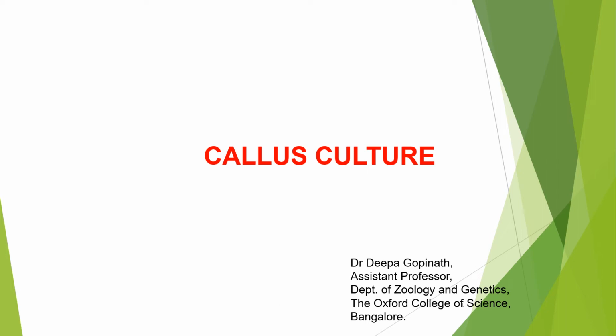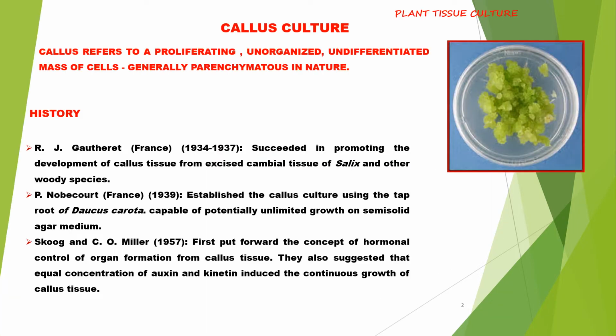Hello students, the topic that we'll deal with here is callus culture. The callus is an undifferentiated, unorganized mass of proliferating cells, generally parenchymatous in nature. In general, a plant produces callus at the region of wound or regions of infection due to production of many endogenous growth hormones like auxins and cytokinins.